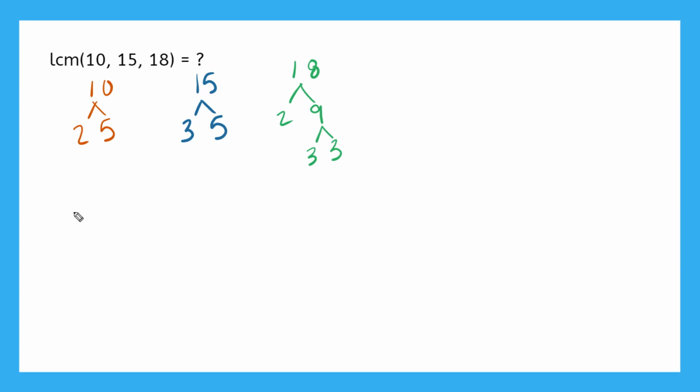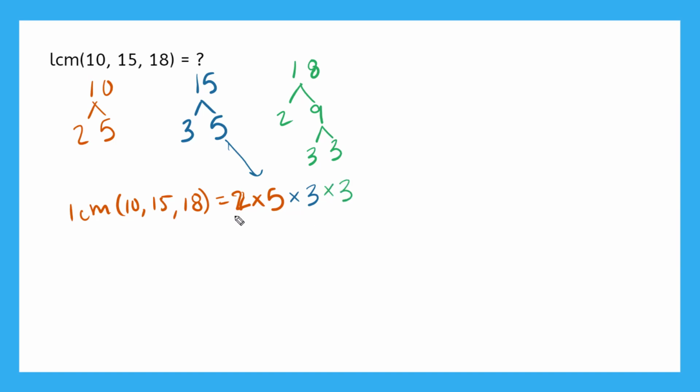So I know my LCM of 10, 15, and 18 will have to represent my 10, which is 2 times 5. And it needs to represent my 15, which is 3 and a 5, but I already have a 5 right here, so I just need to add my 3. And then for 18, I have 2, 3, and 3. So I have a 2 here, I have a 3 here, but I need one more 3.